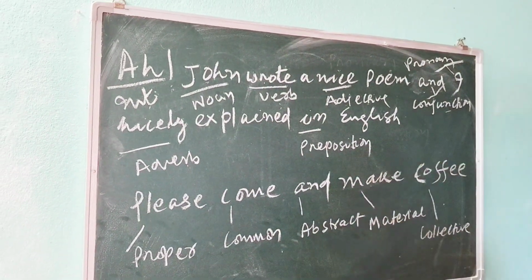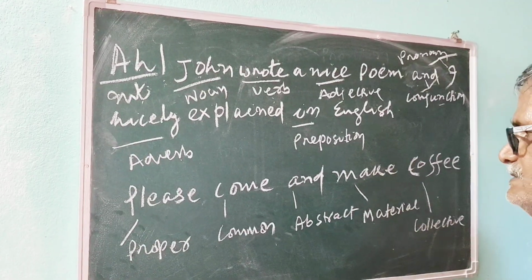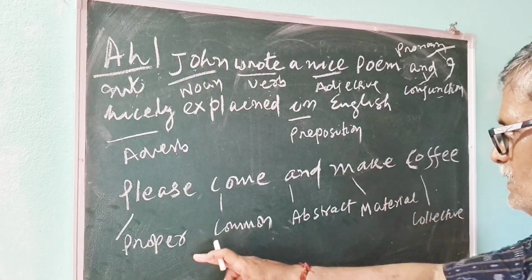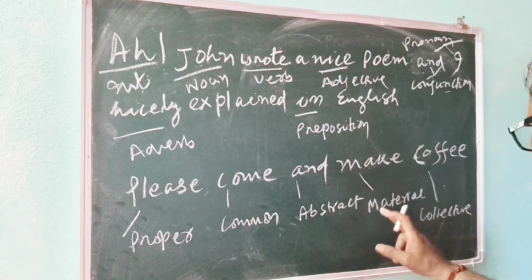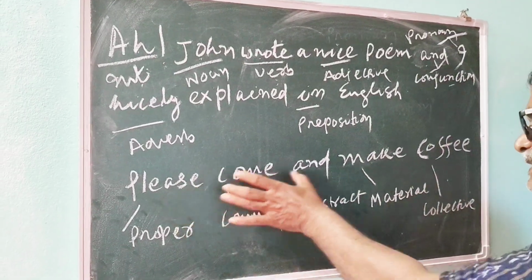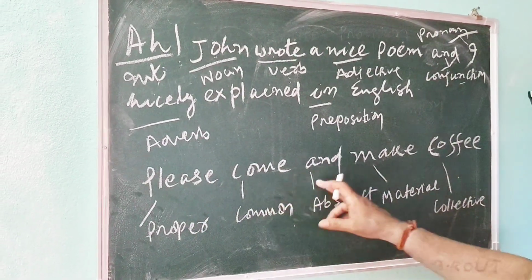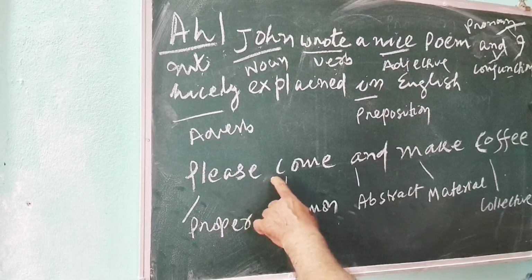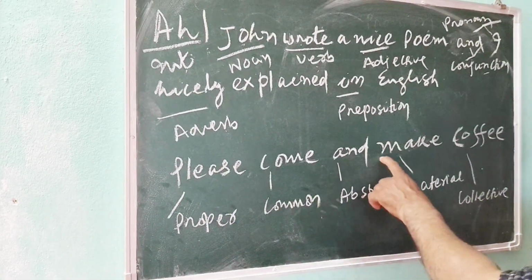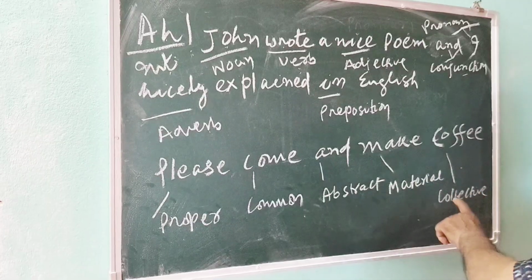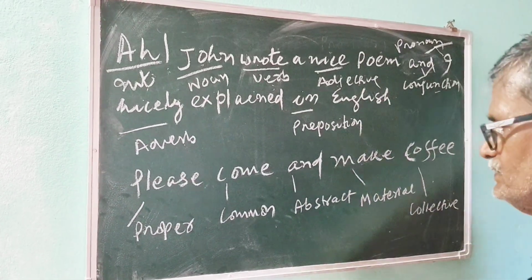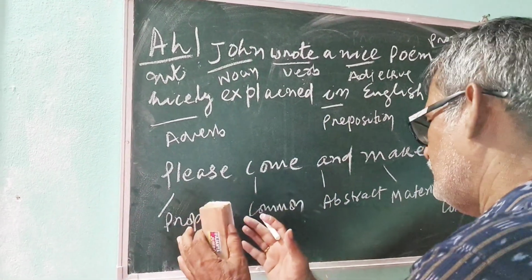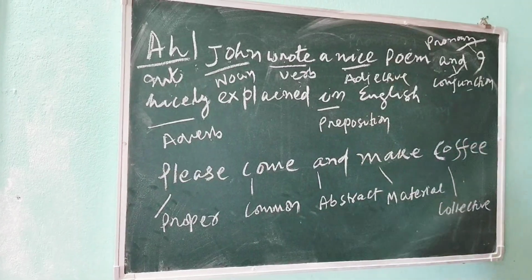So in noun, how many nouns are there in English? There are five nouns: proper noun, common noun, abstract noun, material noun, and collective noun. So the acronymic line is: please come and make coffee. P stands for proper, C for common, A for abstract noun, M for material noun, C for collective noun. Write it down. Then I'll teach you the basic difference between proper noun and common noun. Write it down.